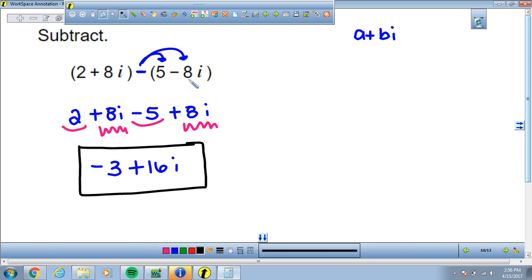Okay, so you just distribute the negative and collect like terms. And that's your answer in the a plus bi form. The a is the negative 3, the bi is the 16i.